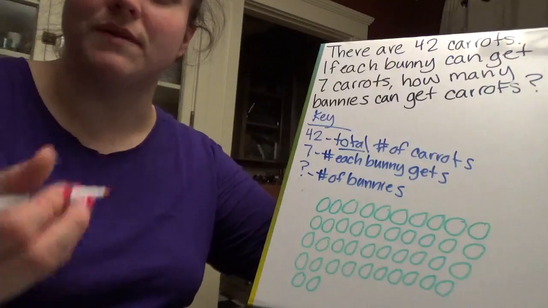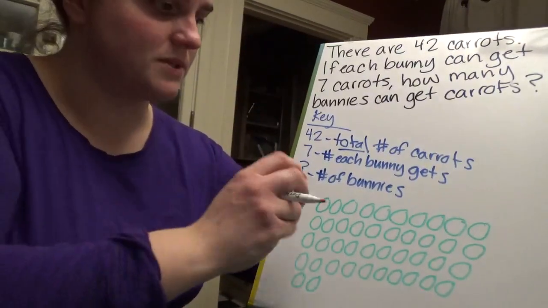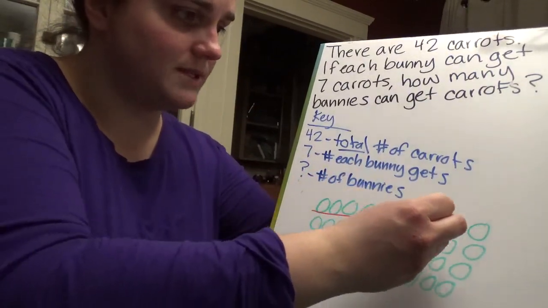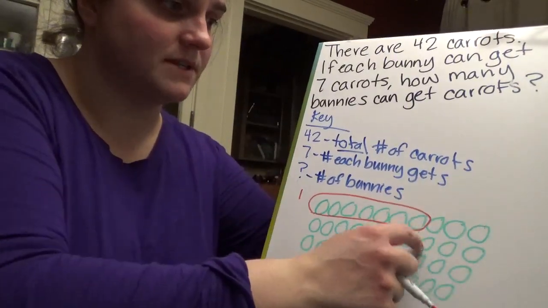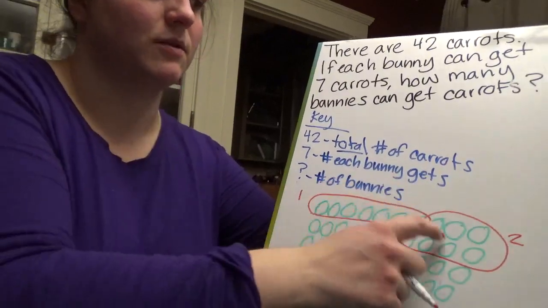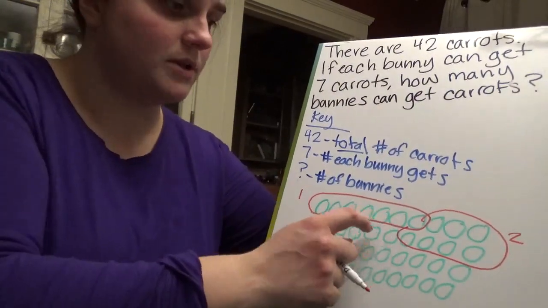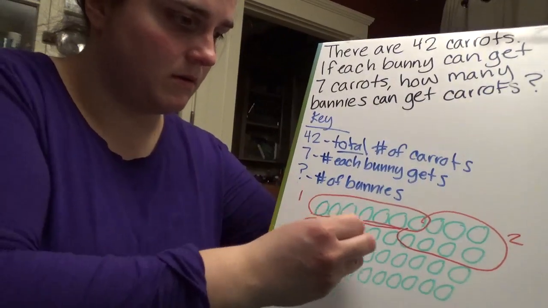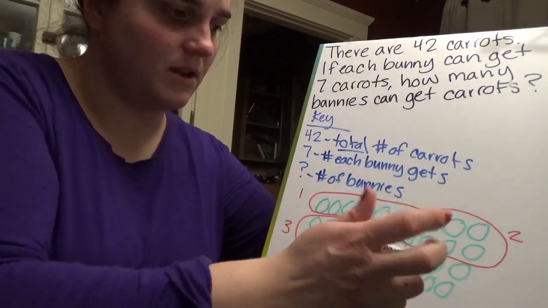My total number of bigger circles represents my number of bunnies, or my groups. So 1, 2, 3, 4, 5, 6, 7. I'm going to draw a circle around my 7. So that's 1 bunny. 1, 2, 3, 4, 5, 6, 7. That's 2 bunnies. So far I have 2. And I have to go all the way to the end until I have none left. 1, 2, 3, 4, 5, 6, 7. 3 bunnies.